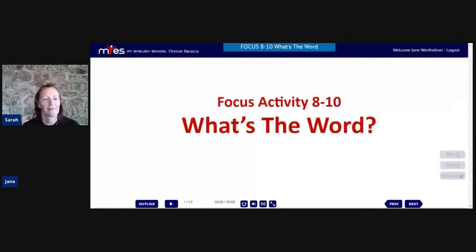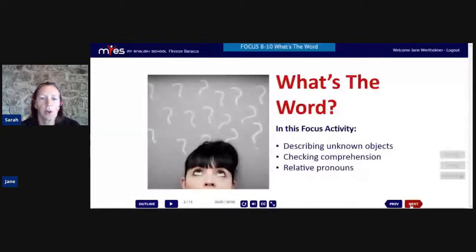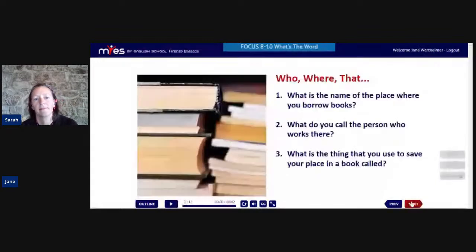Let's go on to the next slide, which is our objectives. And you want to go ahead and read that, Sarah? Yeah, sure. So as we said before, the title of the focus is What's the Word? And in this focus activity: describing unknown objects, checking comprehension, and relative pronouns. Okay, so let's go ahead and start our little activities. All right. So we have here who, where, that.